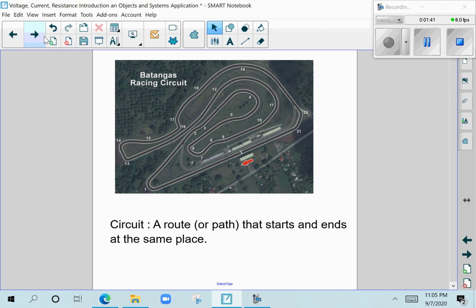So let's first take a look at the term circuit. A circuit really is nothing more than a route that something takes from one place to the other. For example, a racing circuit is just the racetrack that a car will travel. An electrical circuit is the path that charges will travel from start to finish. So it's kind of always a closed loop.